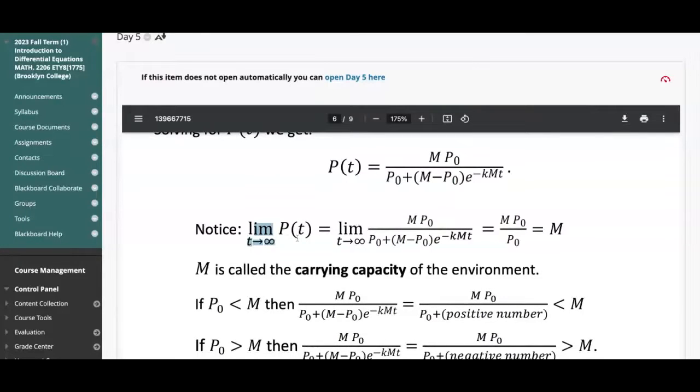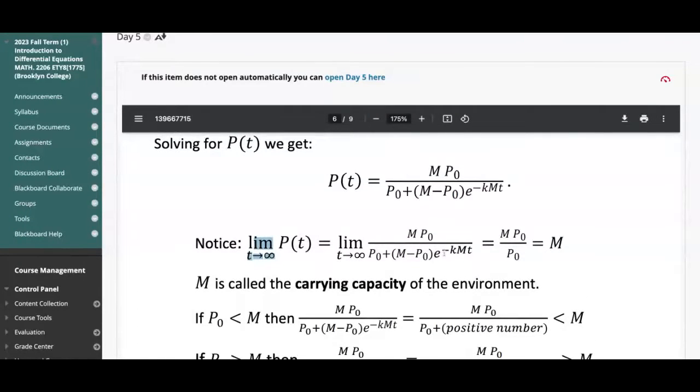Notice if we take a limit when that time runs into infinity, what do we get? We get the limit of the population equals M. That's why we call M the carrying capacity. What does it mean, carrying capacity? It means the maximum amount the environment can support. This is also going back to a very lower-level statistics course.